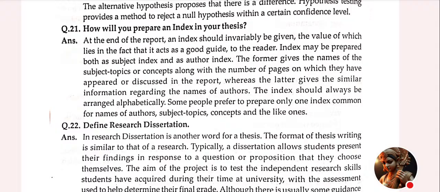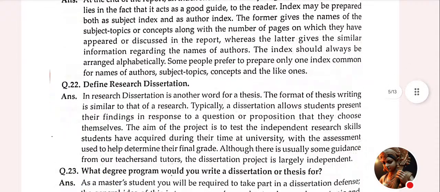The former gives the names of the subject topics or concepts along with the number of pages on which they have appeared or are discussed in the report, whereas the latter gives similar information regarding the names of authors. The index should always be arranged alphabetically. Some people prefer to prepare only one index common for names of authors, subject topics, concepts, and the like.